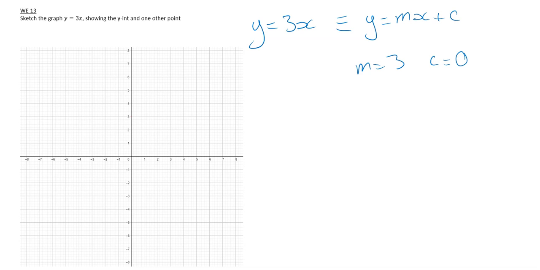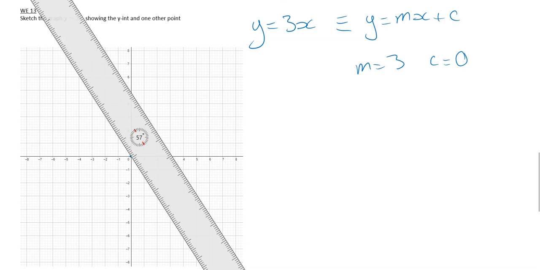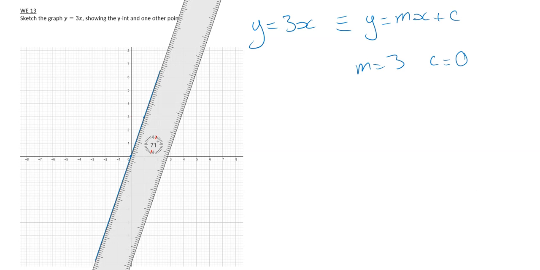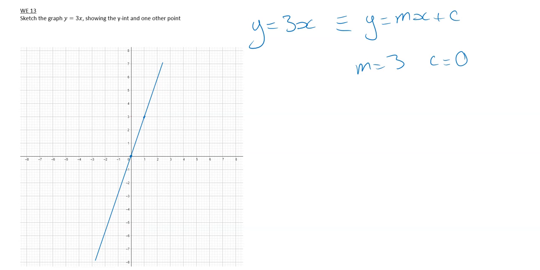So where should I start from? Let's start from 0. My gradient is what? 3 over 1. So I'm going to go up by 3, up to 3, and across by 1. I have my second point. Done. Ta-da! And drawing the line there.